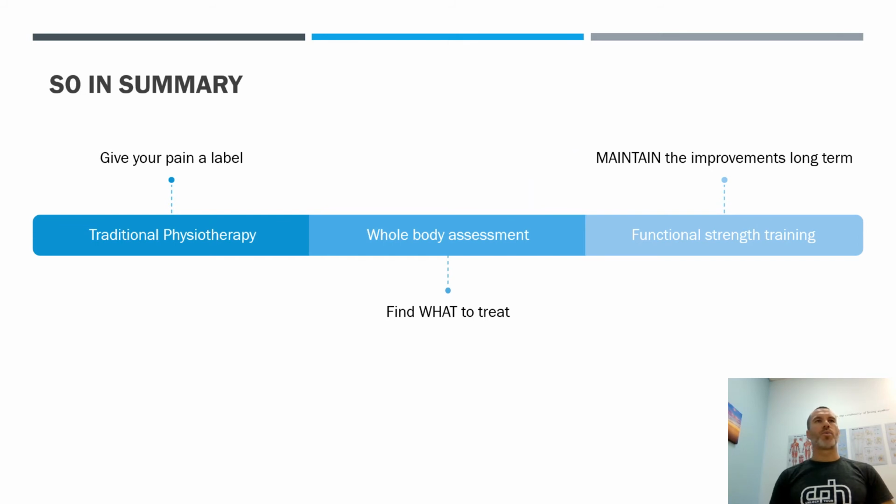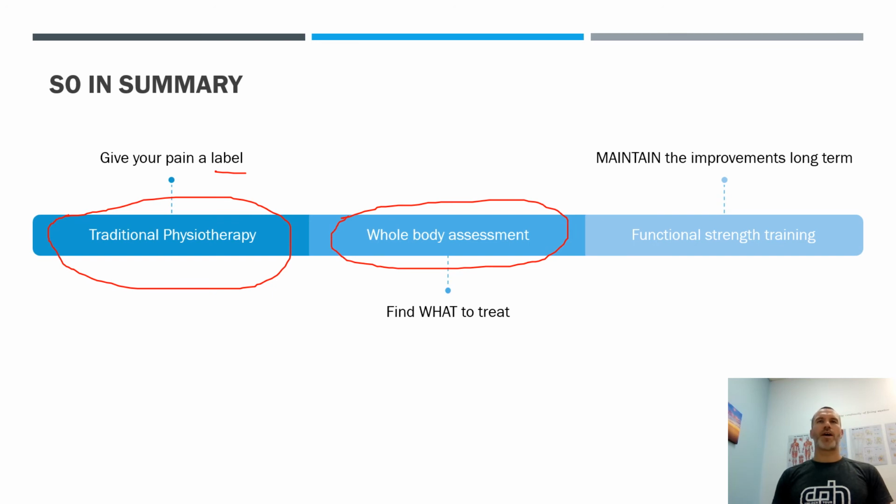Thanks for taking the time to watch this video. I hope it's given you some really valuable information on why we don't practice only traditional physiotherapy, why we combine the 3 areas. Just in summary, to finish off, traditional physiotherapy aims to give your pain a label. Give it a name. What structure is sore? Our whole body movement assessments, here's where the cool stuff happens. Here's where we find what to treat to try and fix you long term.